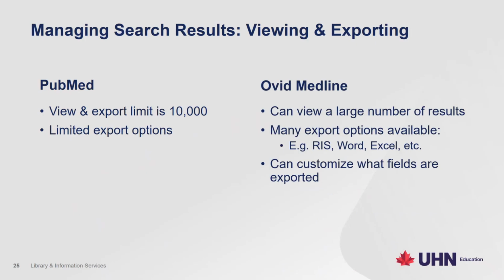For Medline, you don't have these limitations. So you can view an unlimited number of results. There's a lot of export options available, like RIS, Microsoft Word, Excel, etc. And you can also customize what fields to export. In general, you can make the export a lot more comprehensive. And if, for example, I wanted to export as a Word document, I can also add a link to the full text, which wouldn't be available for PubMed.